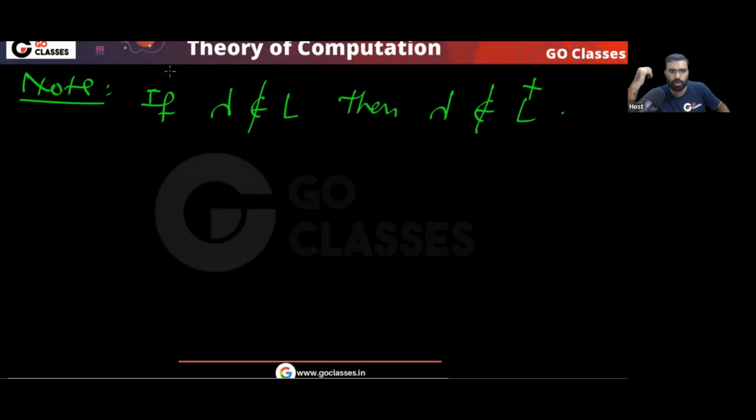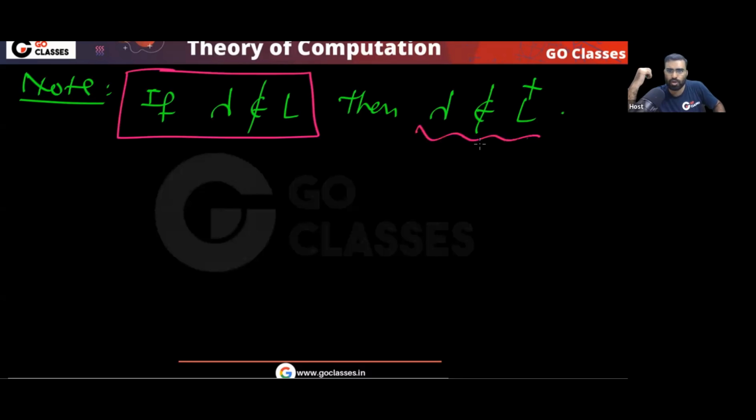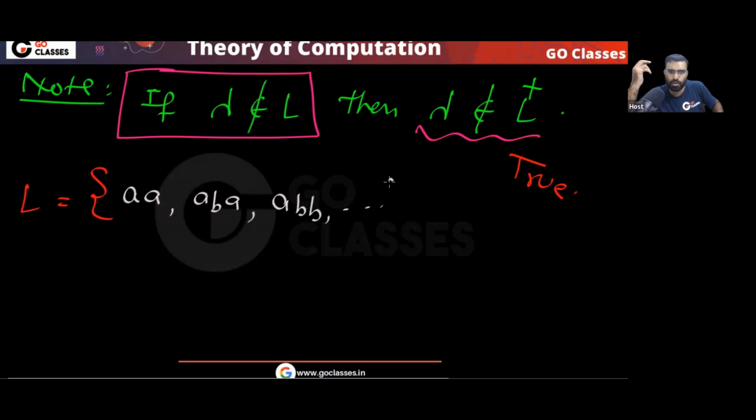If lambda does not belong to L, can I say lambda does not belong to L plus? This statement is also true. Please understand, if in this L you don't have lambda, then can you create lambda in L plus? Let's assume you don't have lambda. These are the strings that you have, some strings, but you don't have lambda in this L.